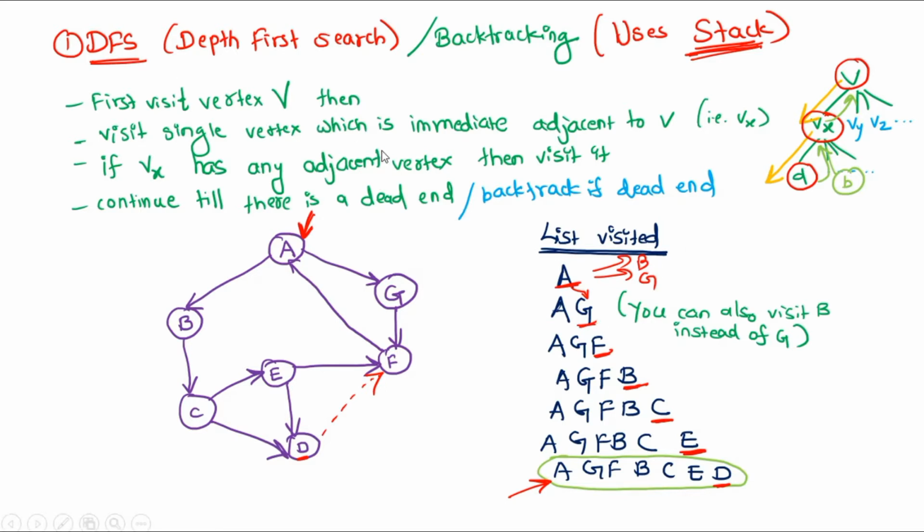If you want to perform depth first search traversal, we use these steps. First we visit any vertex, then we visit a single vertex which is immediately adjacent to that vertex. Suppose we are visiting vertex A. We will randomly take any vertex, so we will pick that vertex. Immediately we visit only a single vertex which is immediately adjacent to vertex A. So suppose the immediate adjacent vertex we take is G, that will be visited. We are not going to visit another adjacent vertex of A.